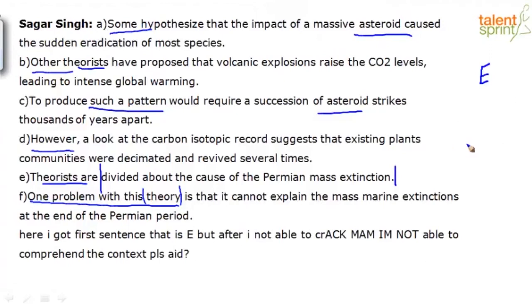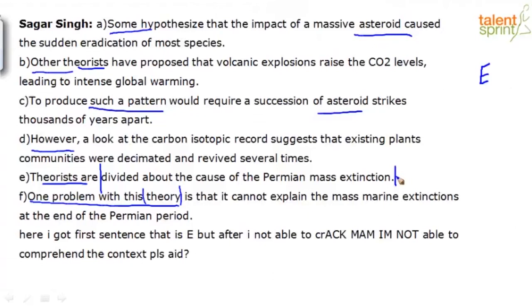So let's quickly look at it, right? Theorists are divided about the cause of the Permian mass extinction. So what is the theory? Most of you are saying F, but the theory is not really explained, right? The theory is where some of them and others have explained it. So there is one set of people saying, which starts with A, right? It says some hypothesize that the impact of a massive asteroid caused the sudden eradication of most species.